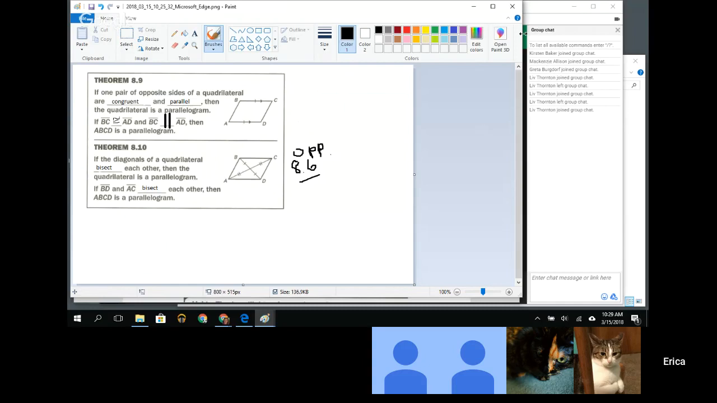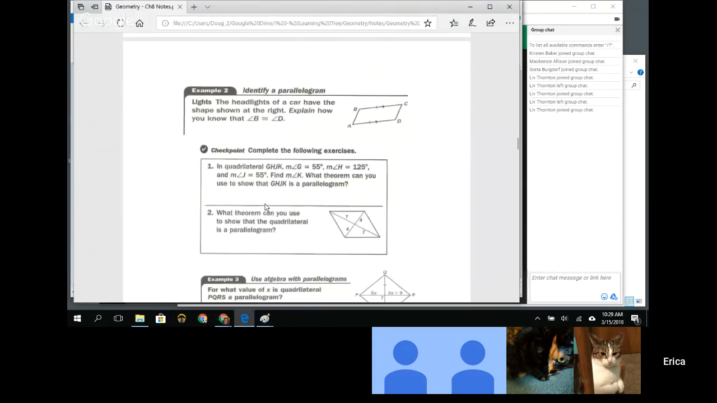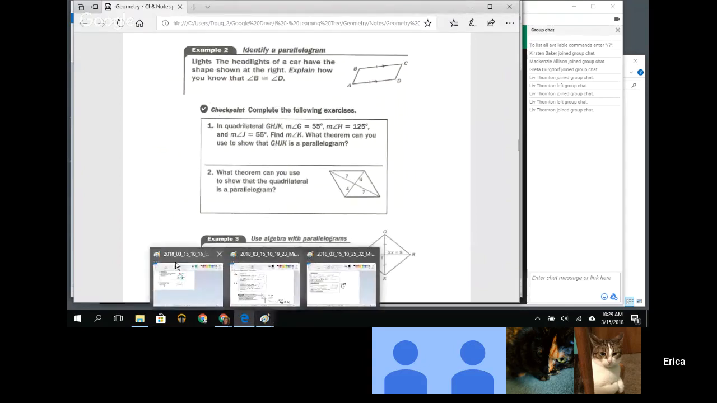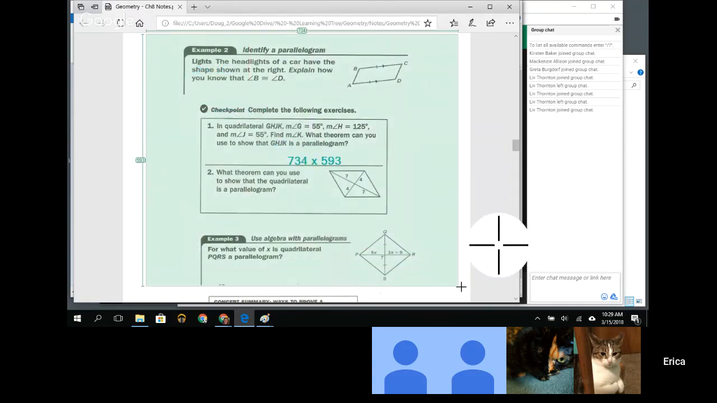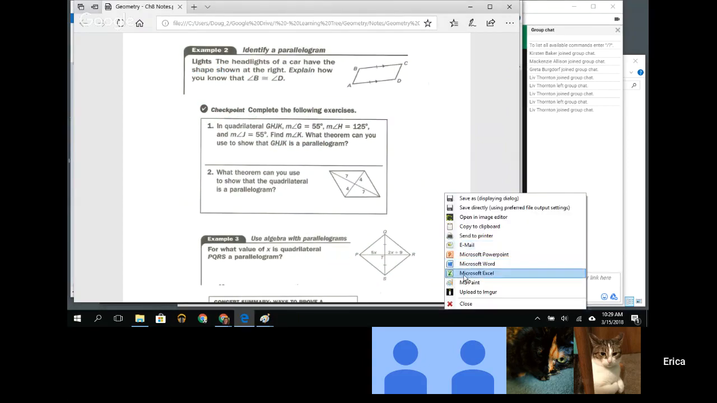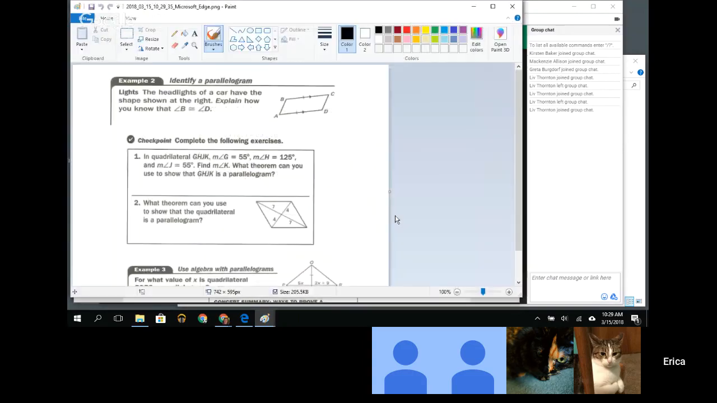Okay, so then let's do a couple problems with this and we'll be done for the day, all right? So let's do the last page here. Okay, example number 2. The headlights of a car have the shape shown at right. Explain how you know that angle B is congruent to angle D.